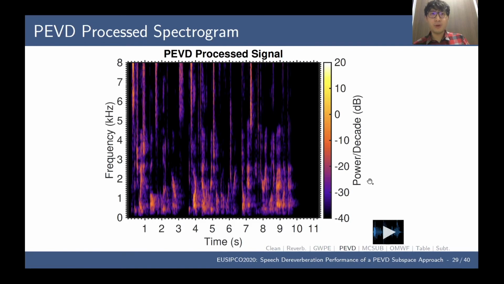The polynomial processed signal is presented here. We observe that the spectrogram looks cleaner and sharper, and here is how it sounds.